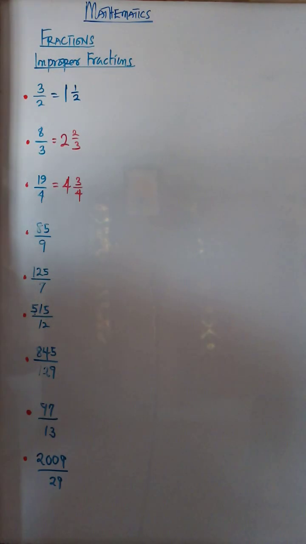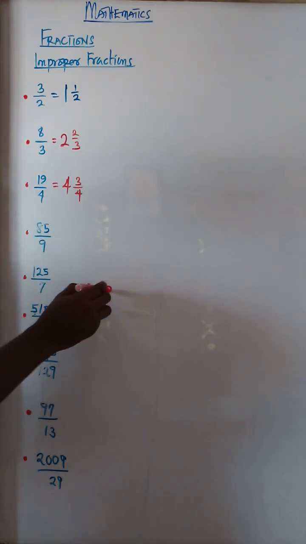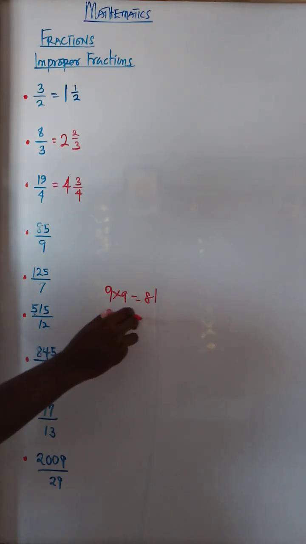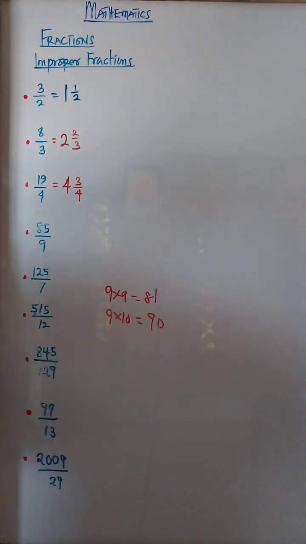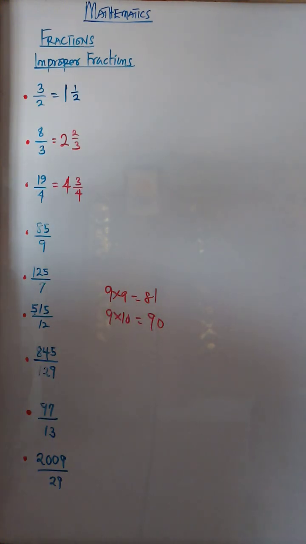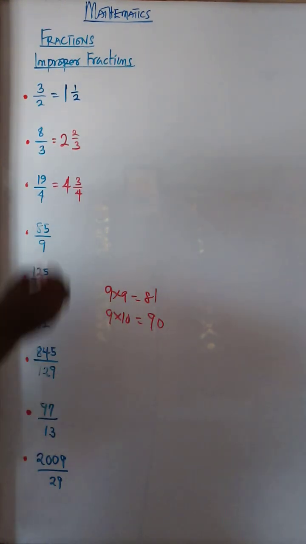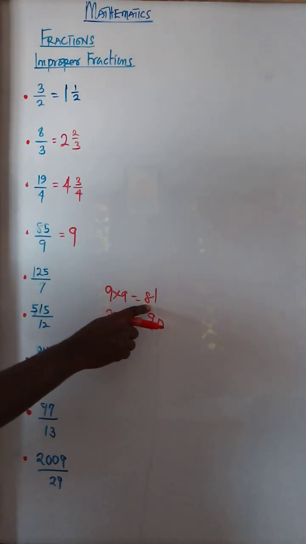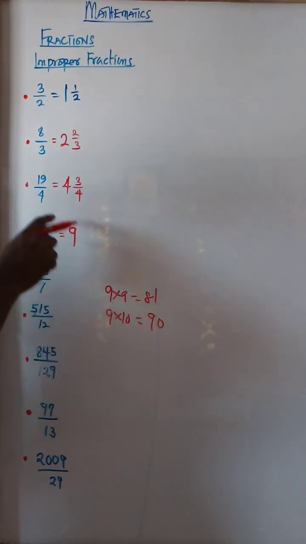For example, if you do 9 times 9, you get 81. 9 times 10 is 90. So 85 falls in between. So meaning the maximum is to use 9. So how many 9s can we see in 85? 9, because that will give us 81. If you now remove 81 from 85, you'll be left with 4.